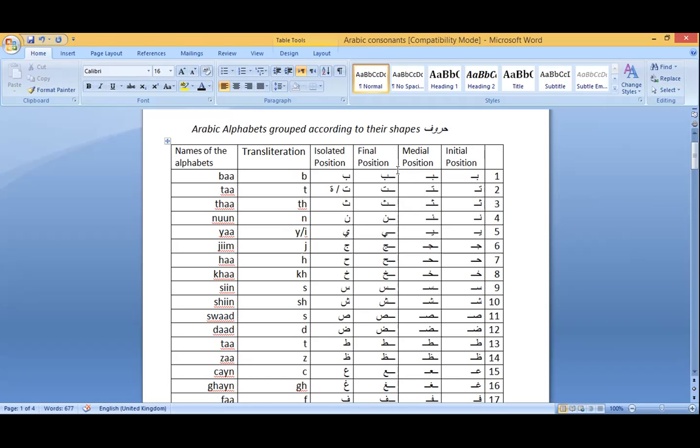Probably a letter has a shape, but when it goes to the middle or when it goes to the final position, the shape may change. That one also we'll look at the end. But we start with the isolated position. We first list all the 28 consonants or 28 letters in their isolated positions. Then we come to the initial, middle, and final.